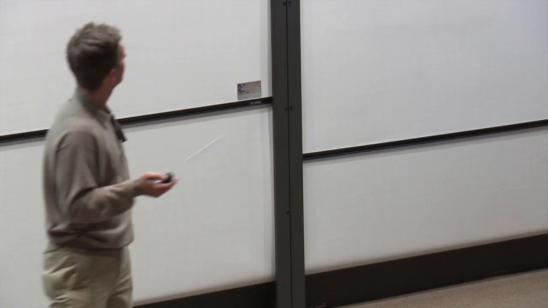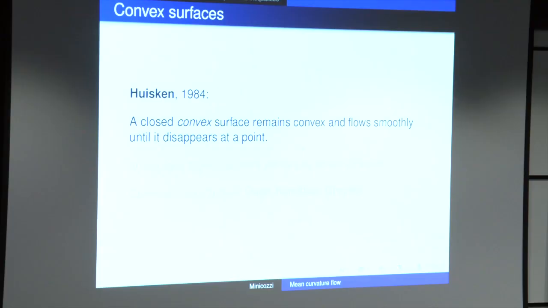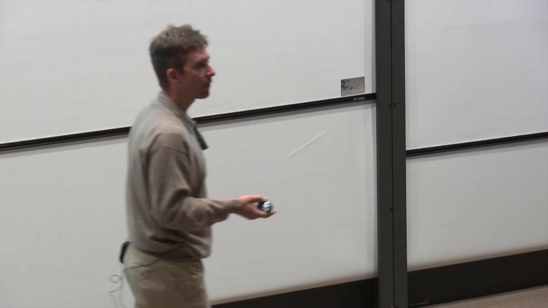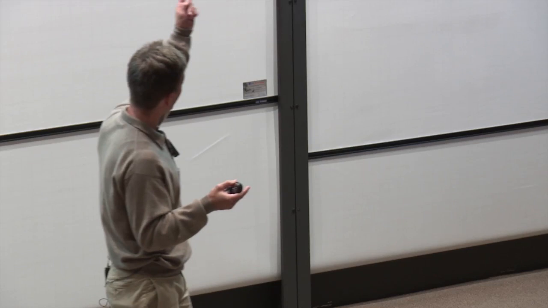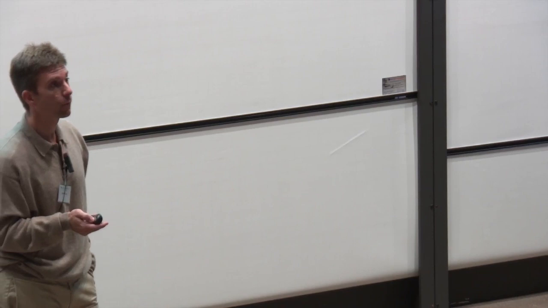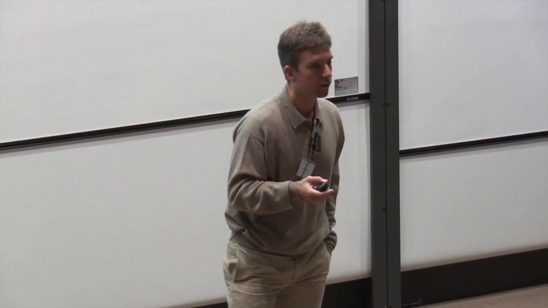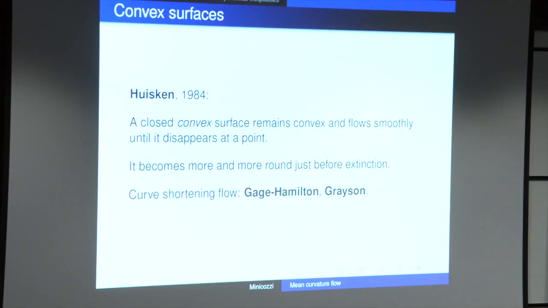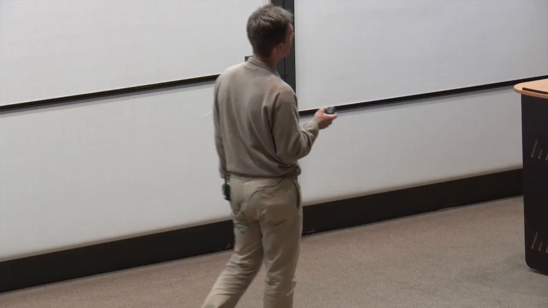I mentioned the first theoretical result on the subject. Huisken, in 1984, completely classified the situation when the initial hypersurface is convex. If you have a closed convex surface and you run the flow, it stays convex and it remains smooth as it contracts, up until some extinction time, where it disappears at a point. This is exactly the picture that we saw for the sphere. In fact, if you look at this flow just before it becomes extinct, so now it's a very tiny surface, if you were to magnify it to contain unit volume, it would almost be a sphere. And if you look at it even closer to the time of extinction, it's even closer to being a sphere.